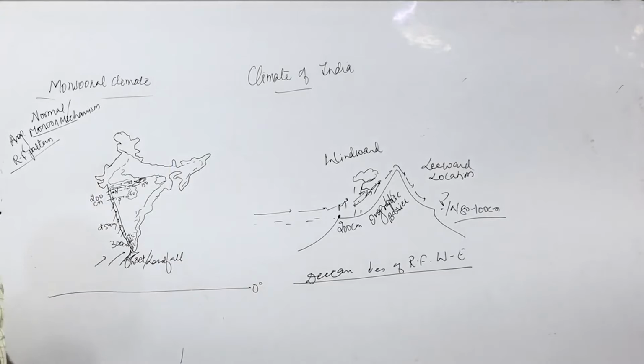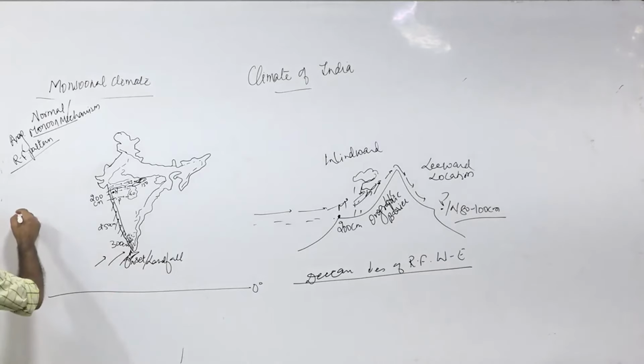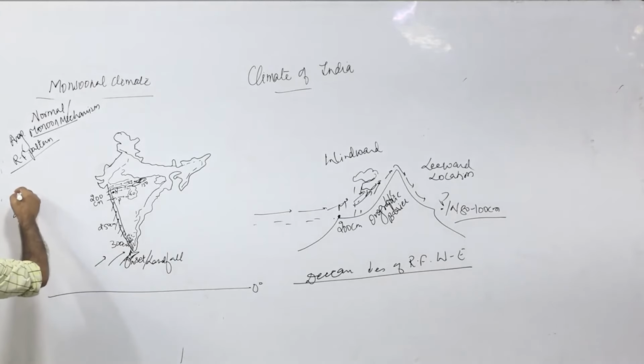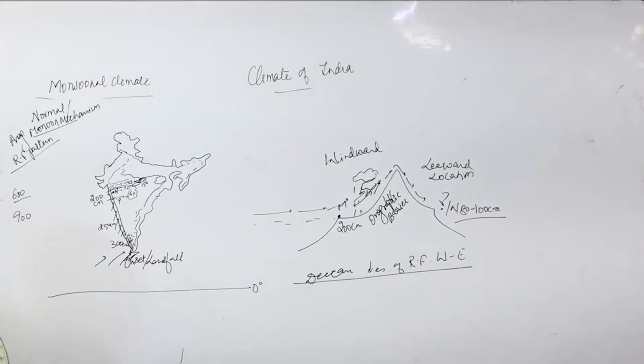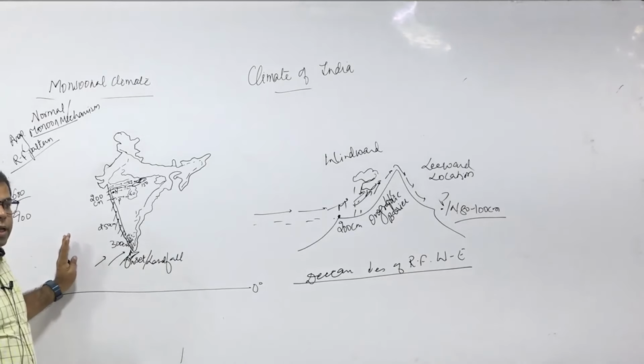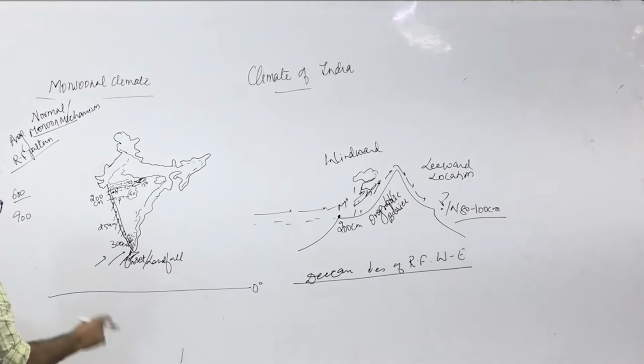So, what is the height of Western Ghat? In the south it is about 900 meters, in the north 600 meters. So, it is not a much higher hill, right. In spite of that, they are obstructing the monsoon winds, right or not.